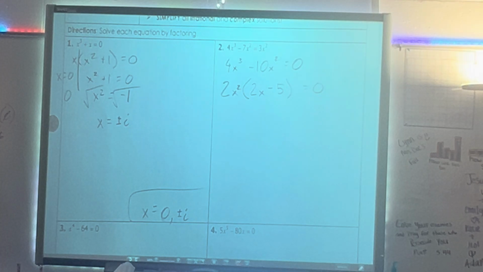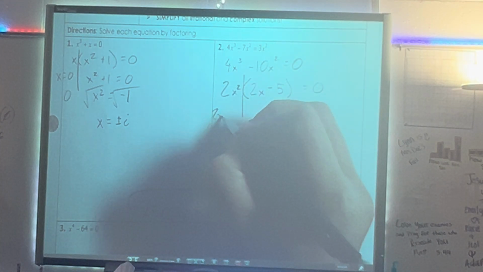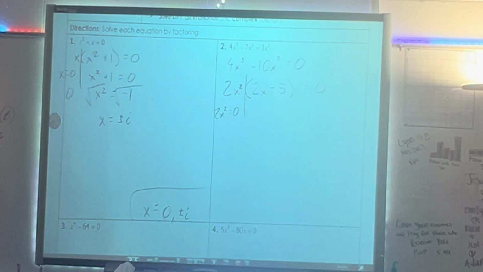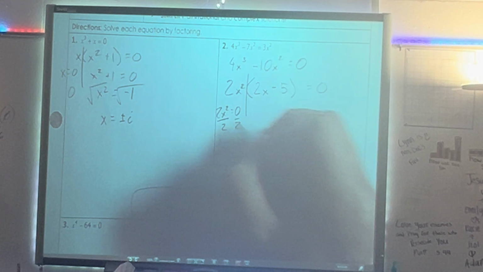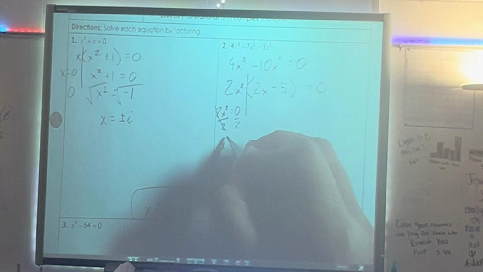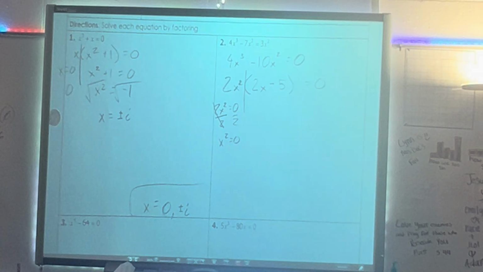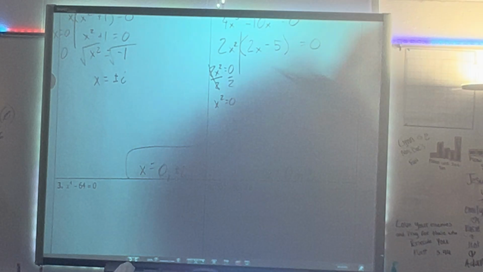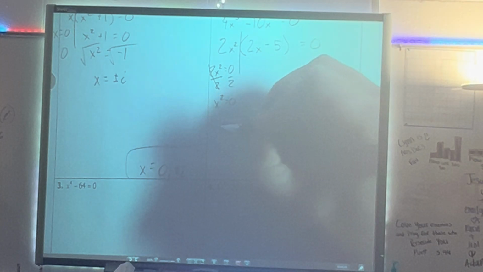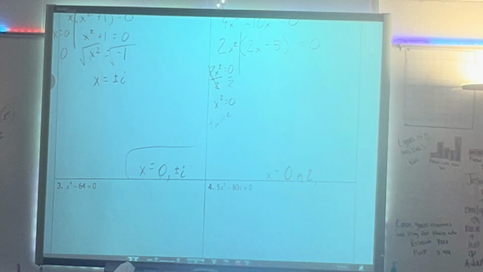Yes? Okay, so when I set 2x squared equal to 0, technically I have to divide the 2 out. So many of y'all want to just stop there. You can't do that. So I've got to divide the 2 out here. So that gives me x squared is equal to 0, which means in my answer down here, I'm going to have a 0 with a multiplicity of 2. Is everybody okay with that? Because of x squared, that means 0 happens twice. Are y'all all right with that?